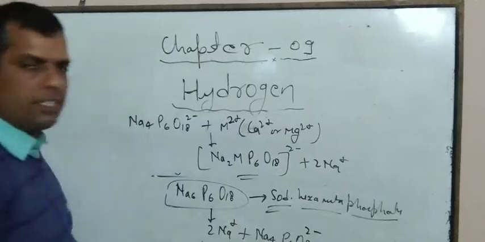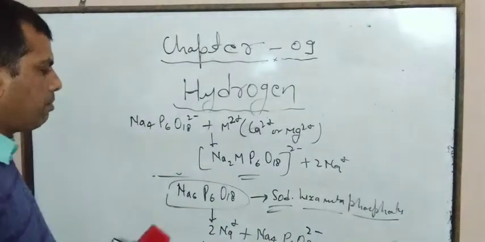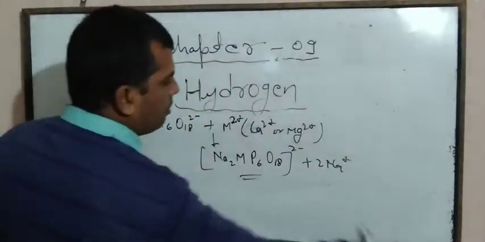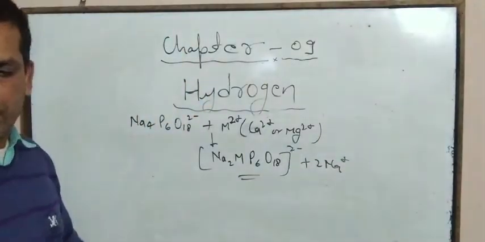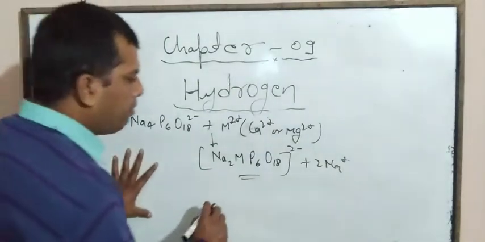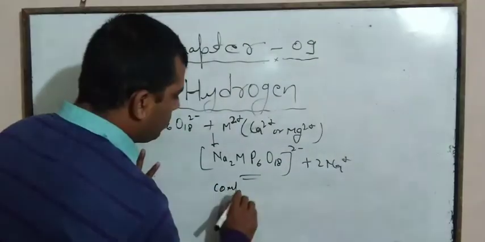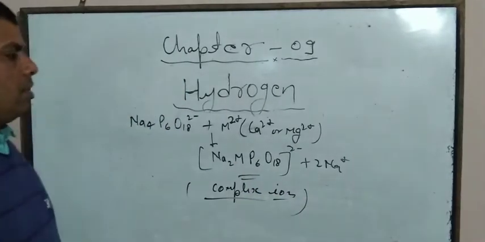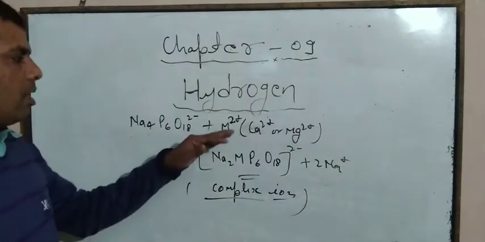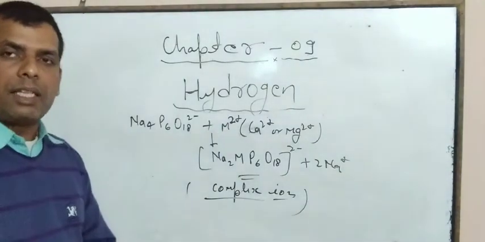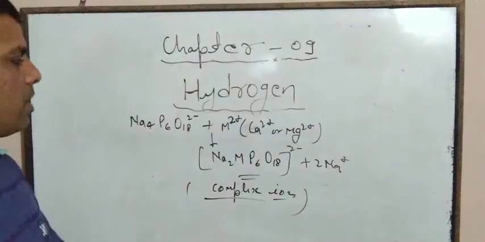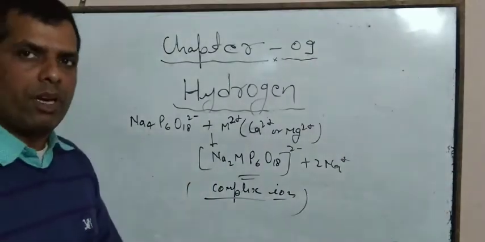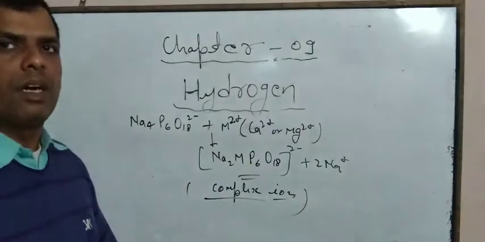This complex ion is prepared. This one is the complex ion, Na2M P6O18. So in this way, divalent cations like calcium or magnesium ions combine with this complex ion and permanent hardness is removed. So this one is an important method to remove permanent hardness.